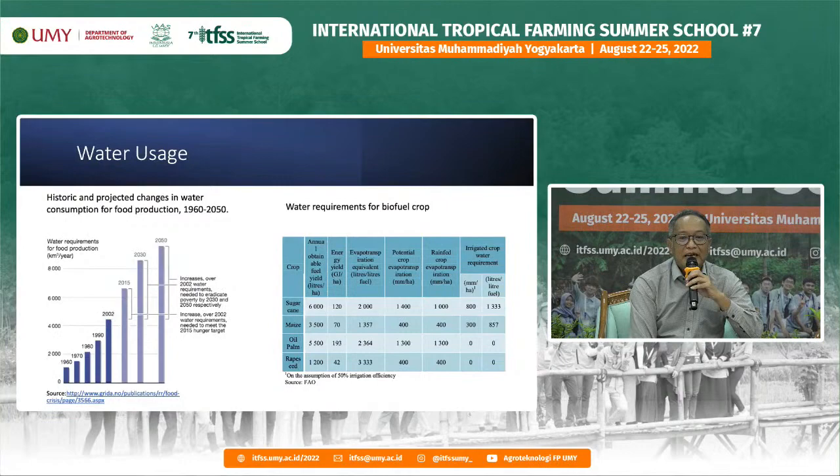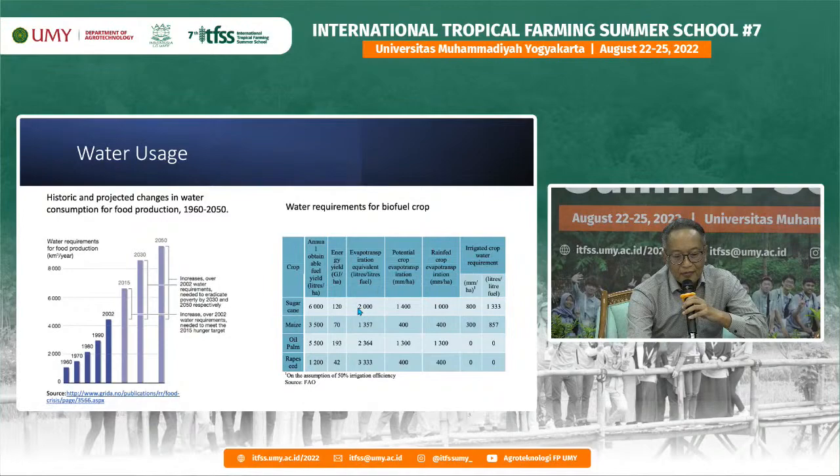Also, we need more water for biofuel crops. This is the table for water requirements for biofuel crops. And this is the historic and projected changes in water consumption for food production, 1960 to 2050. It means for food only, we use only this amount of water. But if we need to grow biofuel crops, then we need to add this amount of water in this table.